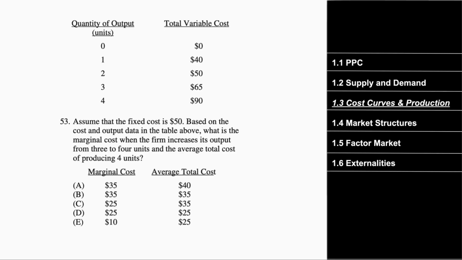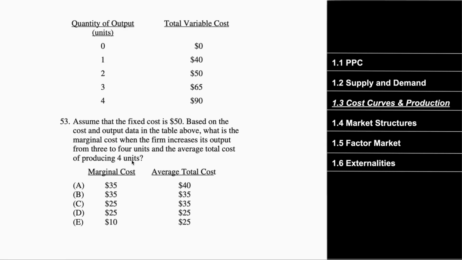So now let's do a practice problem here. Pause the video and try to answer this. The fixed cost here is $50. Based on the cost and output data in the table above, what is the marginal cost when a firm increases its output from 3 to 4 units and the average total cost of producing 4 units?